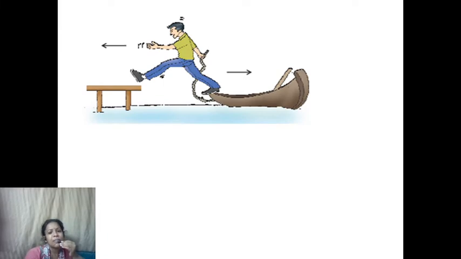Now in this example, this man is just jumping out of the boat. In order to jump out of the boat, he is pushing the boat backward, that is action on the boat, and as a reaction he gets a forward push. Okay, so this is action, this is reaction.